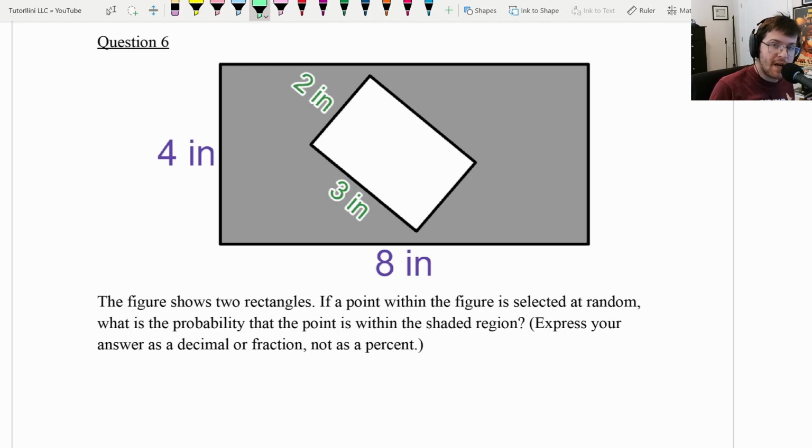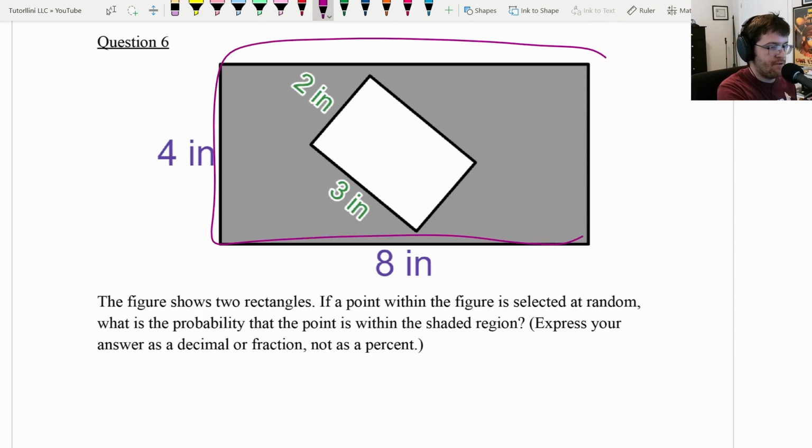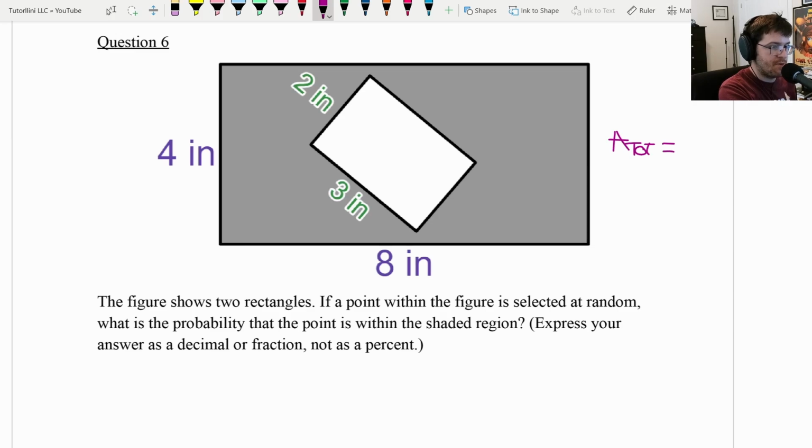Okay, question 6. This is an area probability problem. We didn't actually do this in the slides, but hopefully you'll find it's very similar. It's very intuitive. So the area of a rectangle is length times width. So the area of the entire figure is 8 inches by 4 inches. So the total area is equal to 8 times 4, which is 32 square inches. And then the area of the unshaded region, it says this guy is 2 inches by 3 inches. So area is length times width. 2 times 3 is 6. So this has an area of 6 square inches.